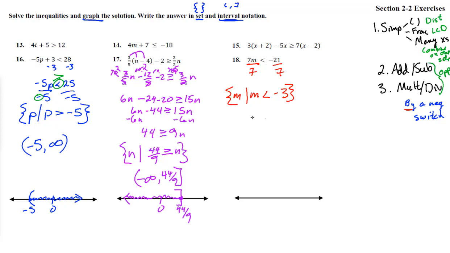And ta-da. That's set. The interval, let me see, 0. Where's negative 3 is right there. And m is smaller than negative 3. So all of our answers have to be smaller than negative 3. And we do not hit negative 3. So that's an open circle or a parenthesis, which would give us an interval notation from negative infinity to negative 3 with parentheses. Set, interval, and graph notation. Excellent.